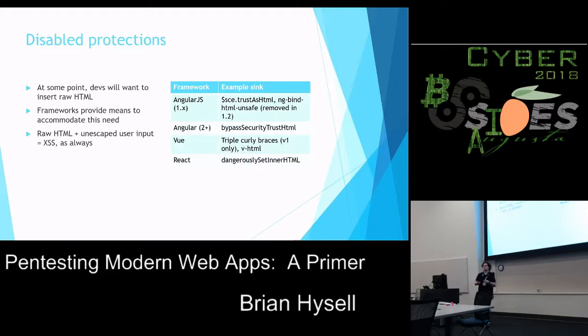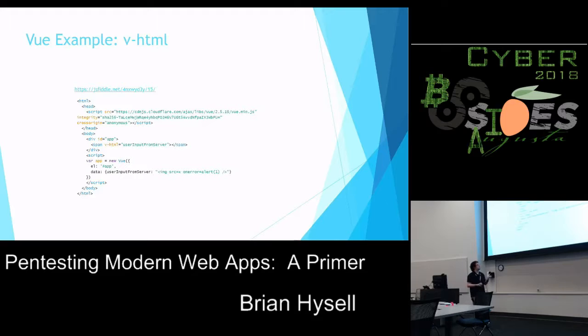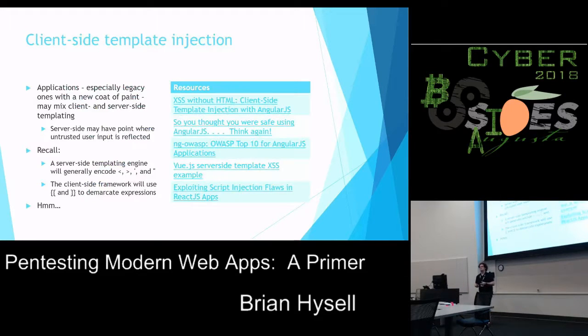The first one, most obvious, is, okay, so it has these protections. All of these frameworks have some way to disable those protections if the developer so desires. If you disable that protection, someone can get DOM-based XSS for that. That's not really that interesting.